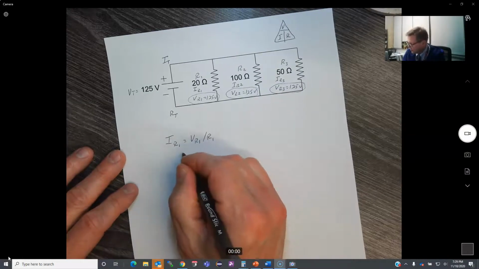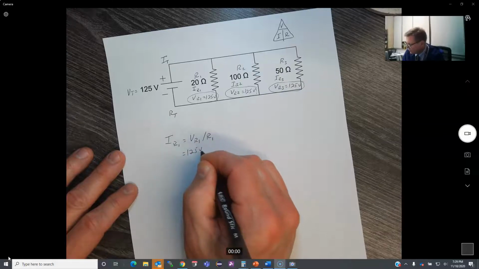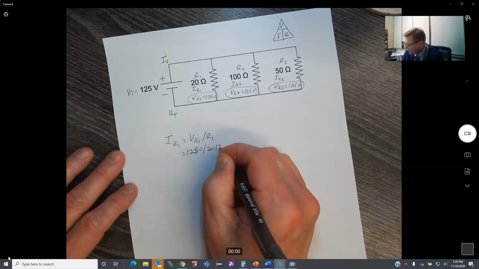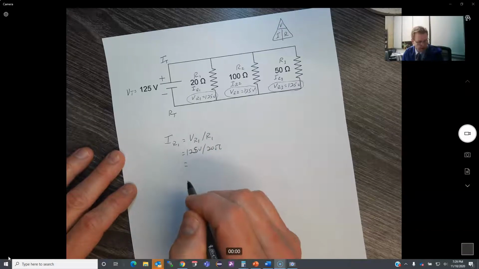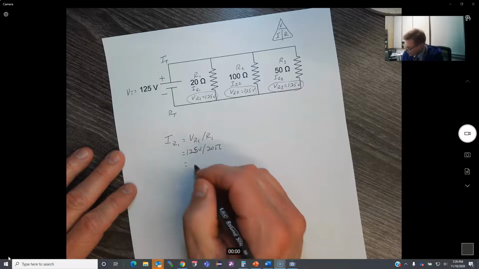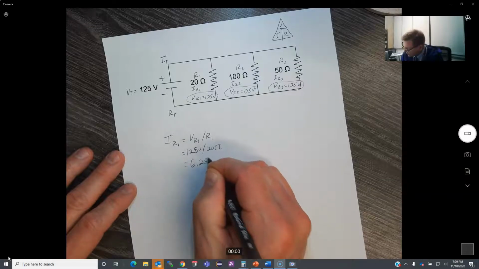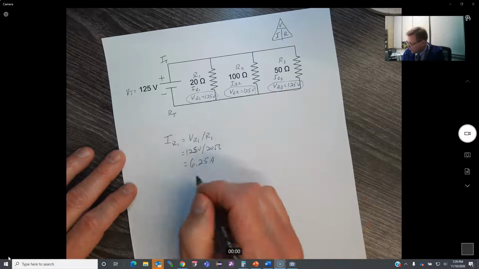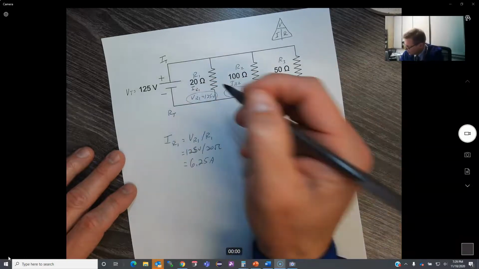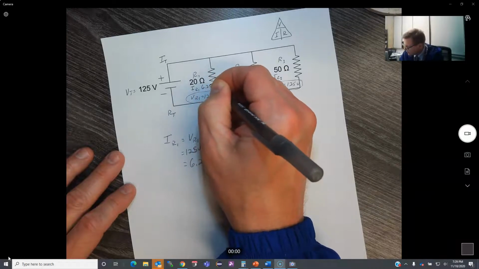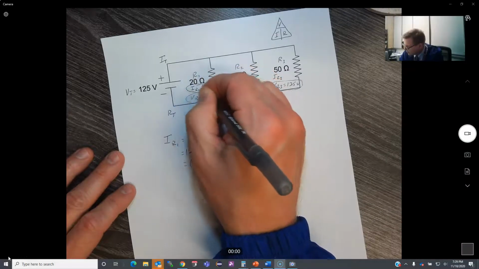So my voltage is 125 volts. My resistance is 20 ohms. When I divide that out, I'm going to find out that my current at resistor 1 is 6.25 amps, not milliamps or anything else, just straight up amps. So there we go. This was resistor 1 here, 20, so this is 6.25 amps.